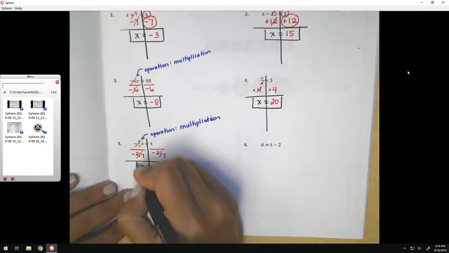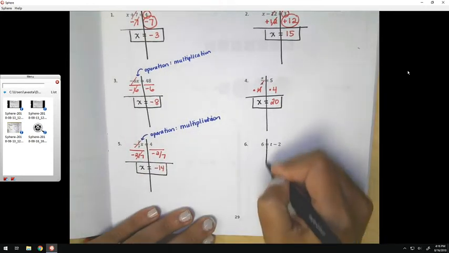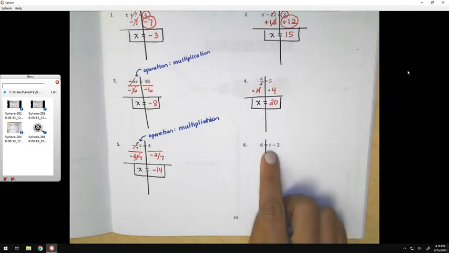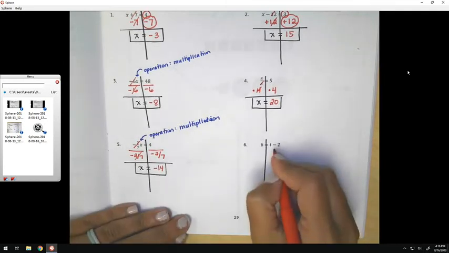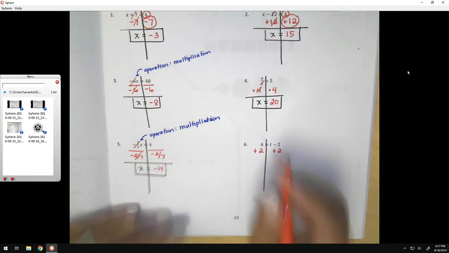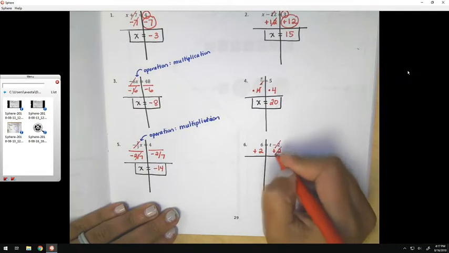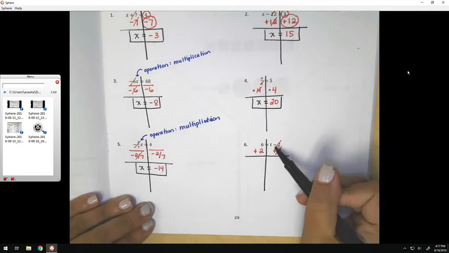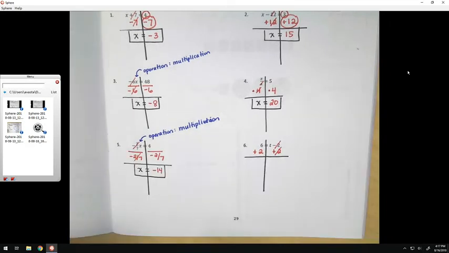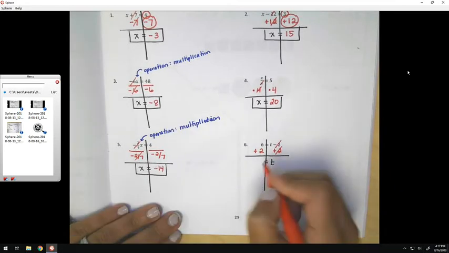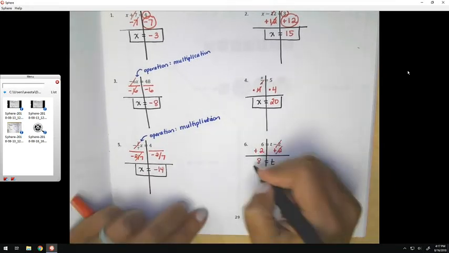For problem number 6, this time the variable is on the right-hand side, but that's okay. My goal is still to get this t by itself. So right now there's a t and there's a minus 2. What I'm going to do is add 2 on both sides of the equal sign, and that's going to help these 2's cancel each other out because the opposite or the inverse operation for subtraction is addition. Now that means that on the right side, the t is by itself, and on the left side, 6 plus 2 gives me 8. So my final answer is that t equals 8.